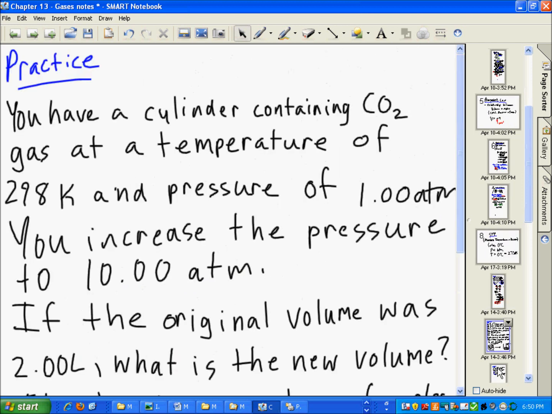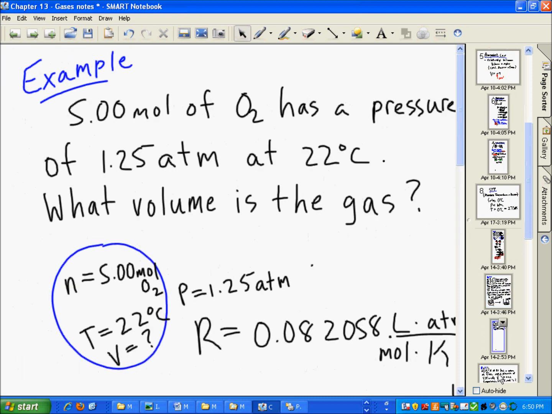Okay, the next example, actually let's skip one and do this problem here. So this is the problem that starts with 5.00 mole of O2, and we'll come back to the next one, because I want to do a problem with a single gas under a single set of conditions, and then we'll come back to a change.